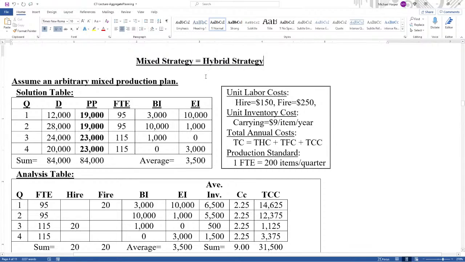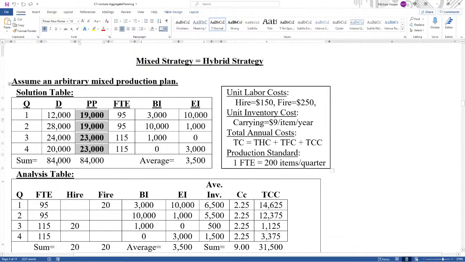Okay, first of all, let me illustrate, like I've done before, what a mixed strategy plan would be. Assume an arbitrary mixed production plan. This is arbitrary, and I picked 19, 19, 23, 23K. But even though this is arbitrary, I did pick these four numbers such that they satisfy three conditions. The first condition is kind of obvious. This production plan is not level and not chase. That's the first condition. That's obvious, but you've got to state it.